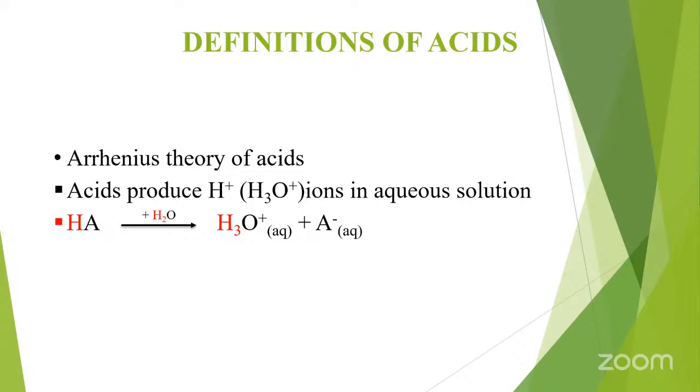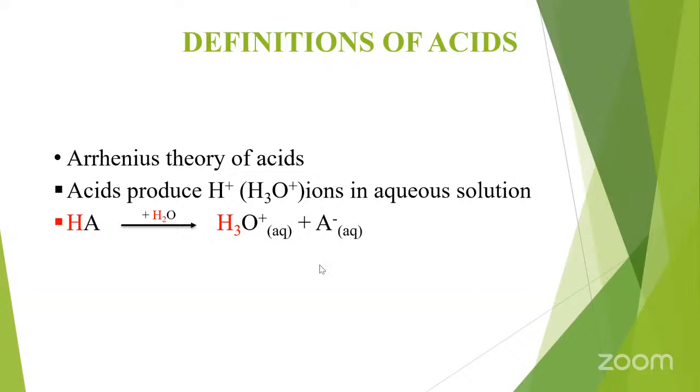So if you have HA, this A can be any anion like SO4 2 minus, Br minus, NO3 minus. Those are anions. So we have HA dissolving in water and giving hydronium ion or hydroxonium ion, H3O plus, and then we have the anion released into solution. That's in aqueous form. So this is a general way of defining an acid according to Arrhenius. This is a very simple definition of an acid, and I believe you are familiar with this definition.